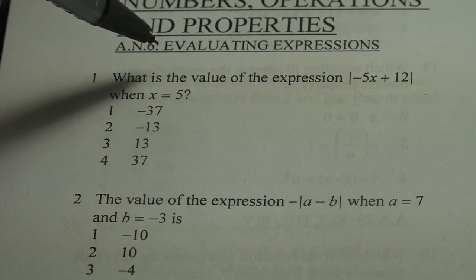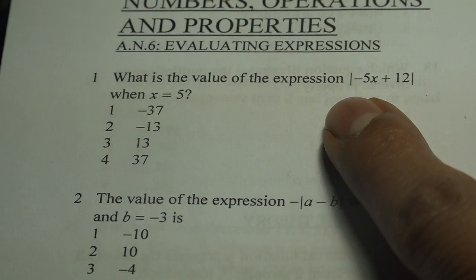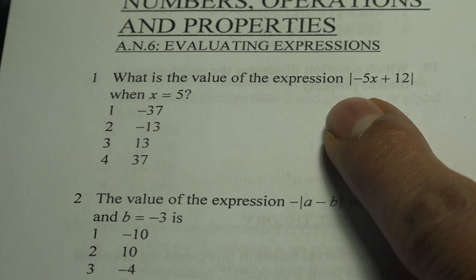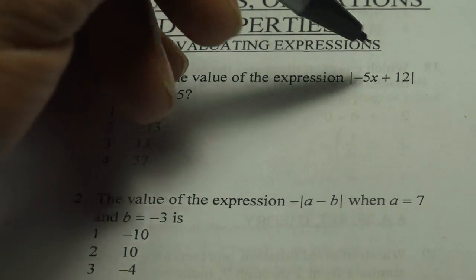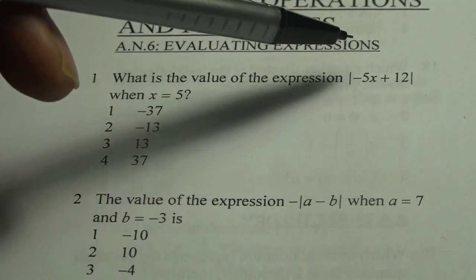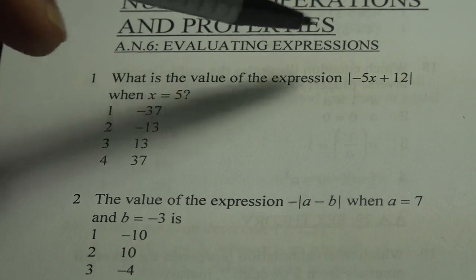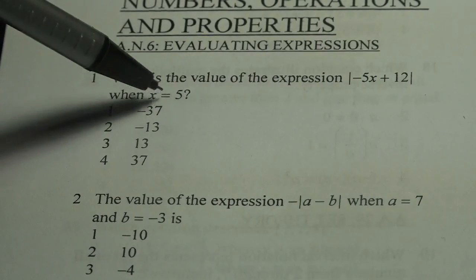It says, what is the value of the expression? And then we have absolute value. These two bars mean absolute value. And basically what they do to a number is that they make the number positive. Whatever comes out of here is going to be positive, regardless of whether it was negative or positive before. It's still going to be positive. So let's see. What is the value of this expression when x is 5?